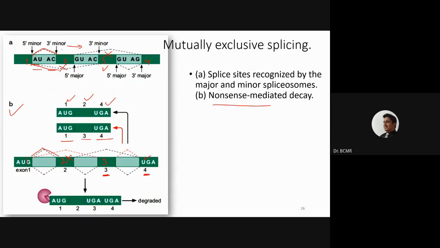I will come to a discussion later about what is meant by nonsense mediated decay. For this point, you have to remember something like this. Say this is an open reading frame, this is the start codon, and say, for example, because of something, you will also see there is a mutation. This is called a nonsense mutation, which means that a sense codon has changed to a nonsense codon, that is, a stop codon. That means the ribosome will translate this and will dissociate. Termination of translation occurs here.